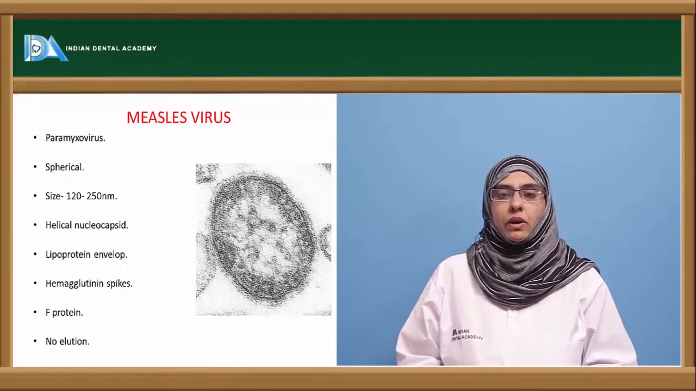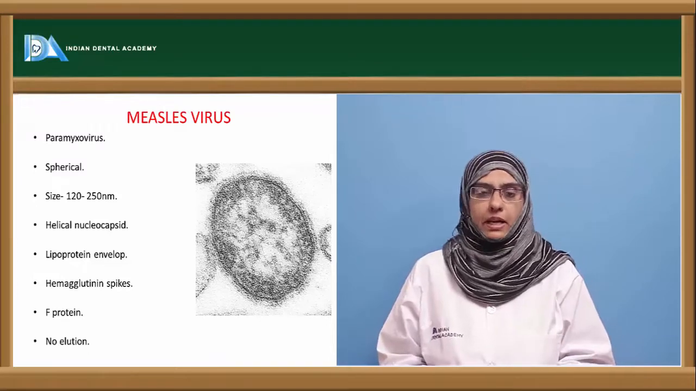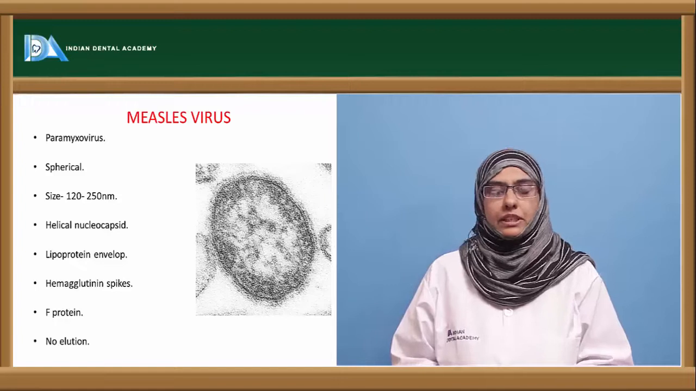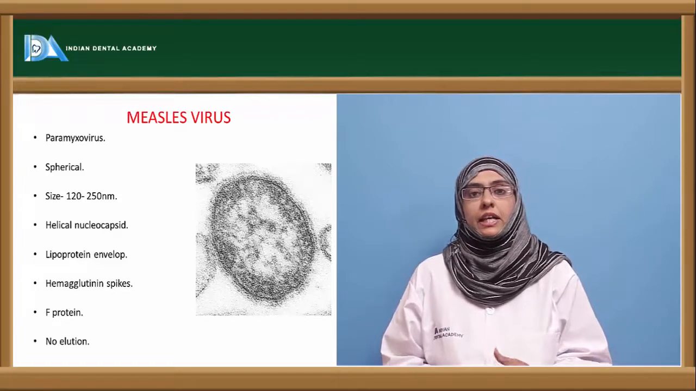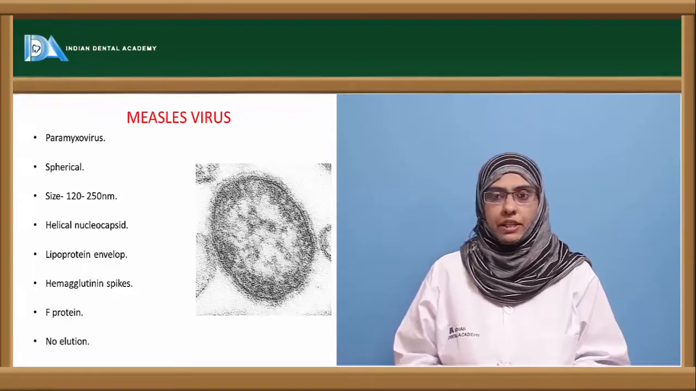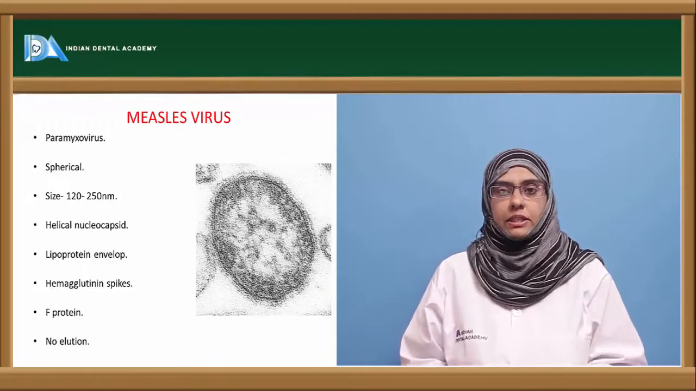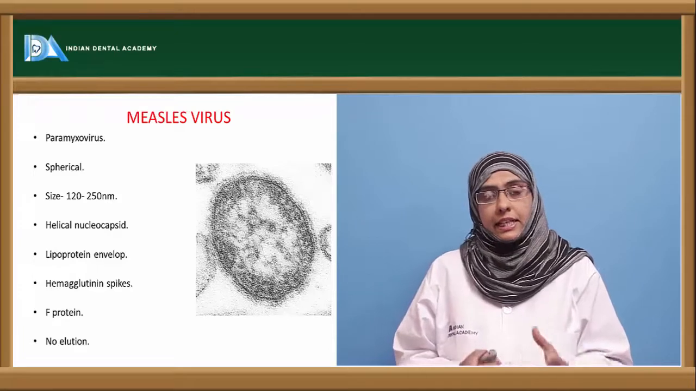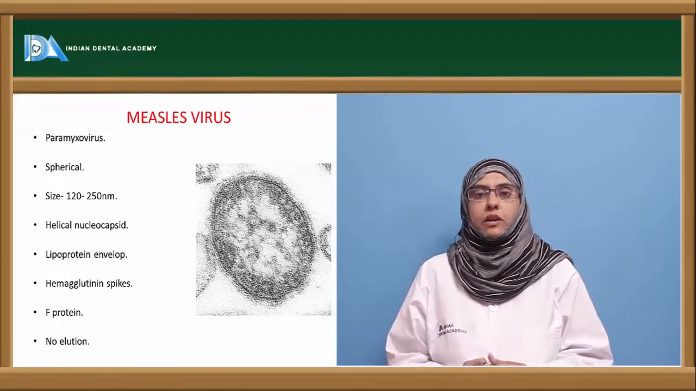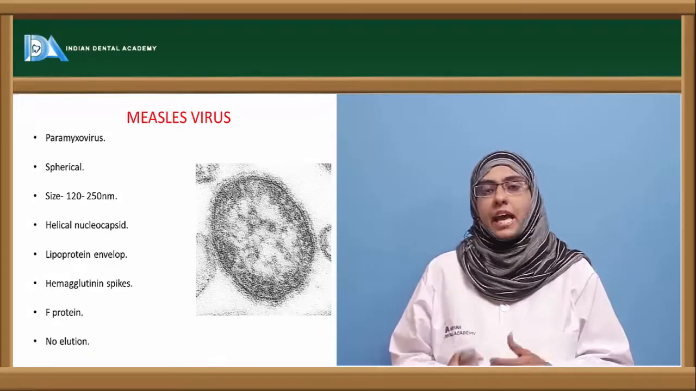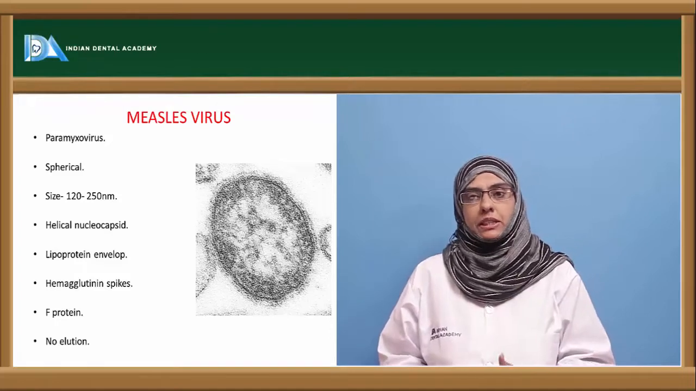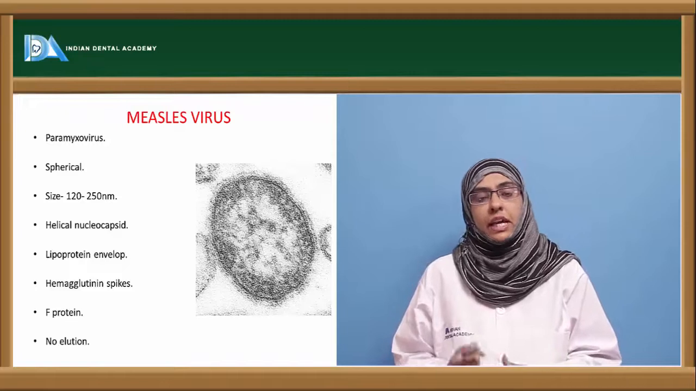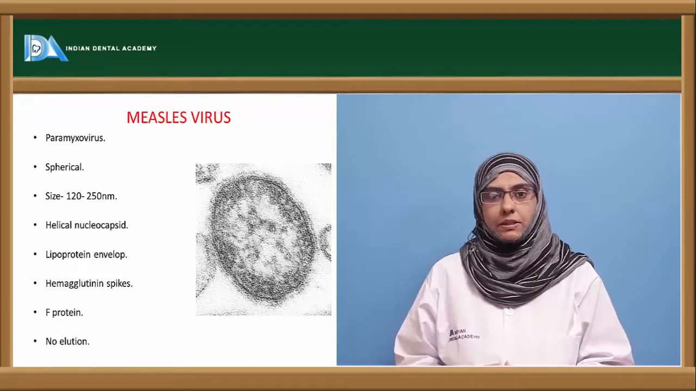Coming to the morphology of the measles virus, it has a structure similar to that of the paramyxovirus. It is roughly spherical, and sometimes it can be pleomorphic. The size of this organism is 120 to 250 nanometers. It has a tightly packed helical nucleocapsid surrounded by a lipoproteinaceous envelope, which expresses hemagglutinin spikes along with the F protein, a fusion protein, that helps in agglutinating the RBCs.